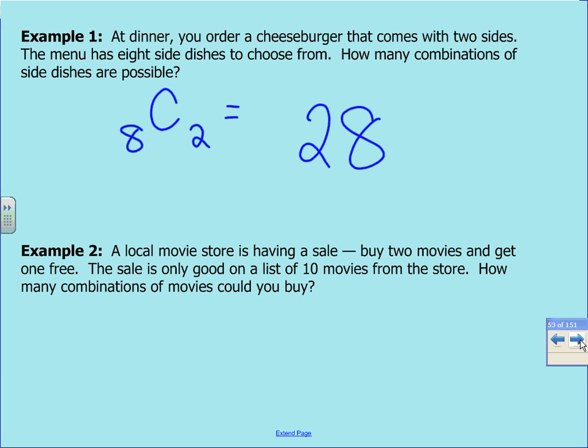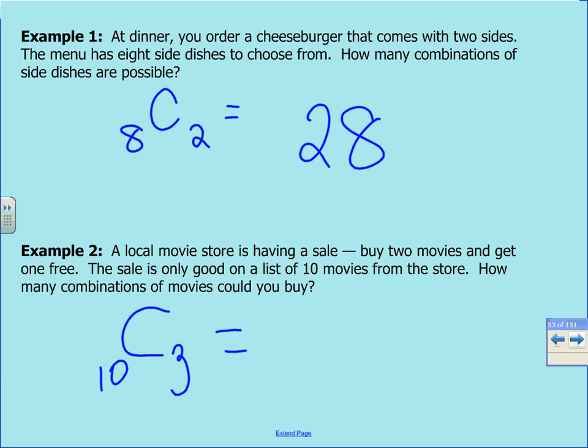Nope. Close though. This one's tricky. Go ahead. Good. Why 3, Alyssa? Good. You buy 2, you get 1 free. So you're walking out of that store with 3 movies. Buy 2, get 1 free. You have to read carefully. You're not just getting 2, you're getting 3.